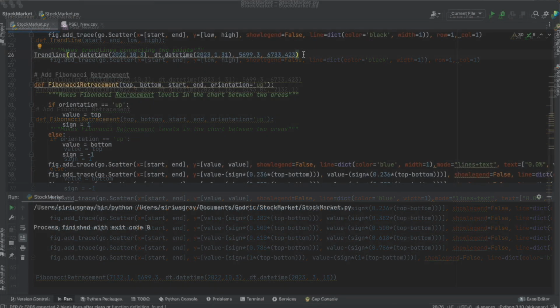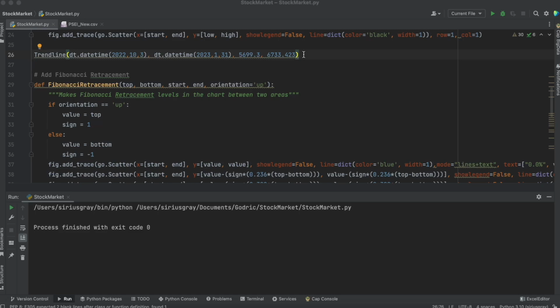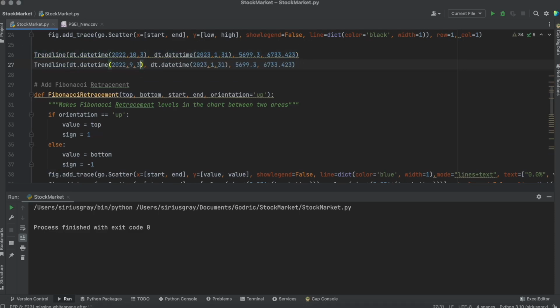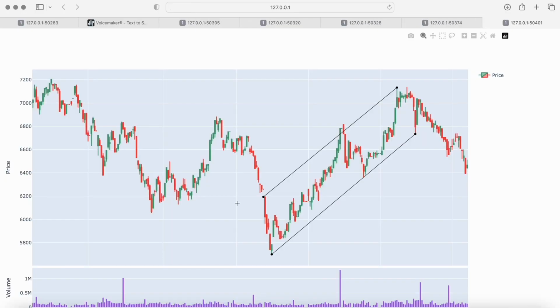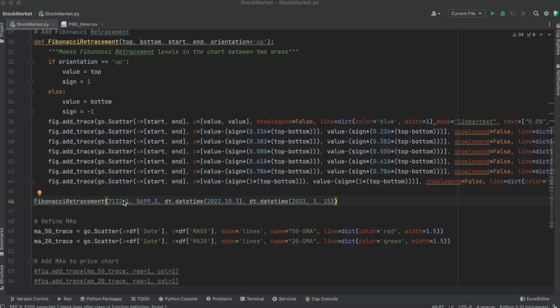To make a trend line connecting 2 points, all one has to do is enter the time frame of the trend line and the price levels they connect, like this. To calculate a Fibonacci retracement level, all one has to do is enter the time frame of the levels, the price levels they are based on, and the direction of the trend, like this.